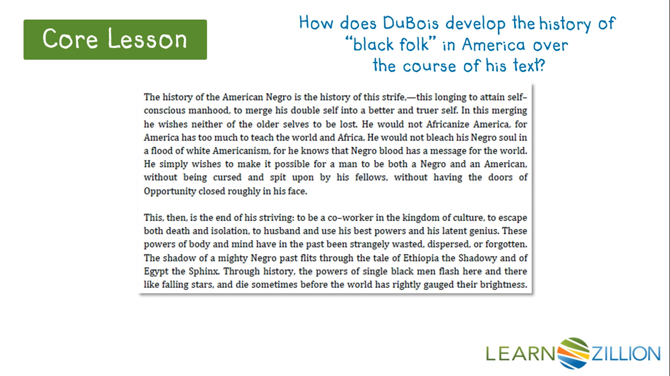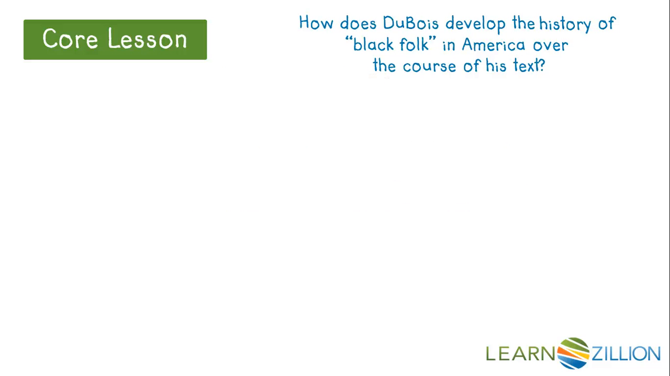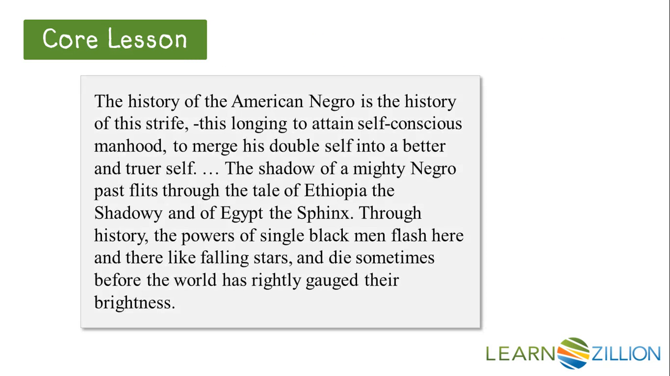So when we're skimming, we're going to look for time clues, like the history of the American Negro, and hear about the shadow through Ethiopia and Egypt through history. So let's look at this section closely.